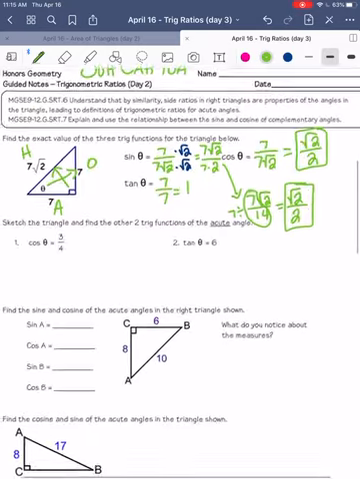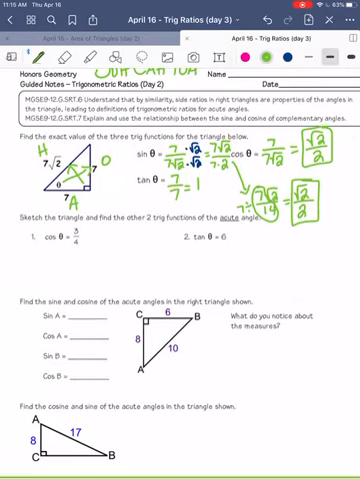All right, let's move on to the next ones. It says sketch the triangle. All right, so let's do that. And then it says find the other two trig functions. So I'm giving you cosine in this problem. So we need to find sine and tangent, okay? And then in this one, I'm giving you tangent, so I need to find sine and cosine.